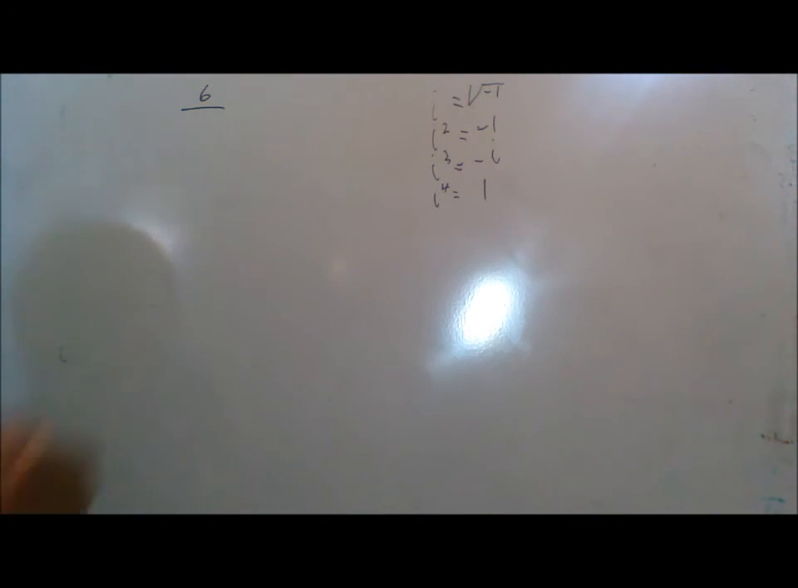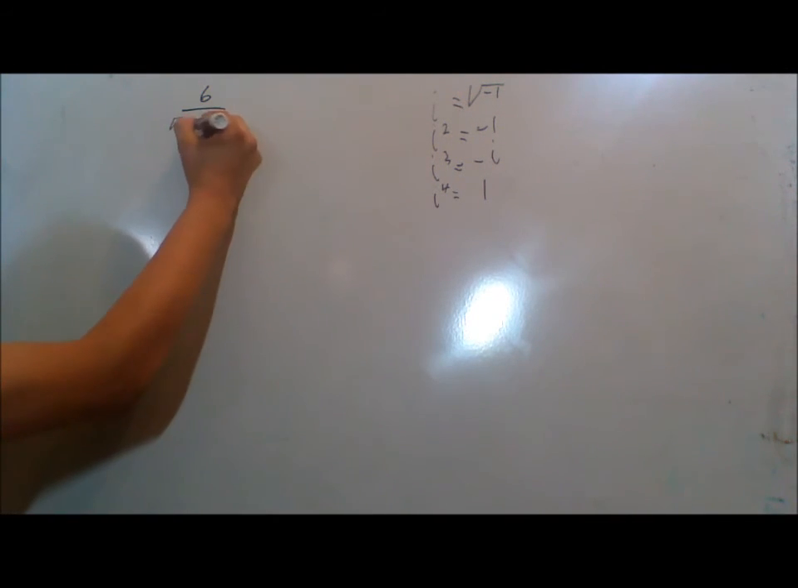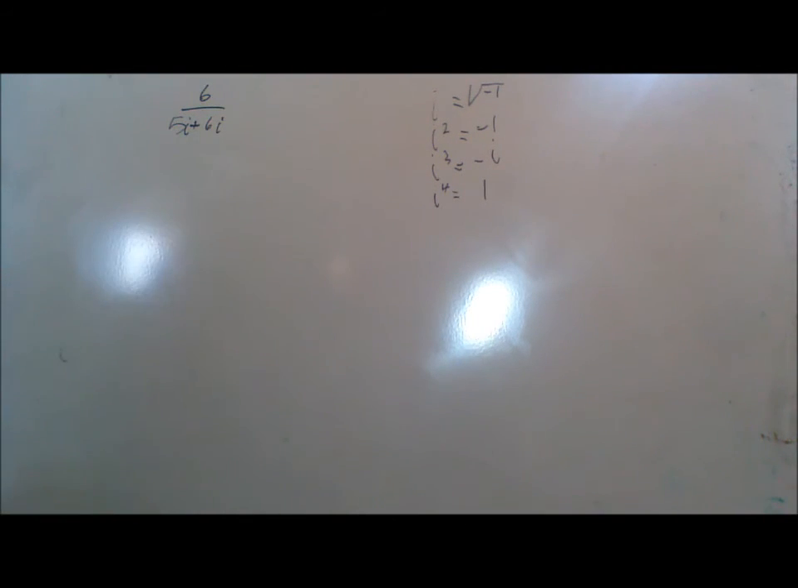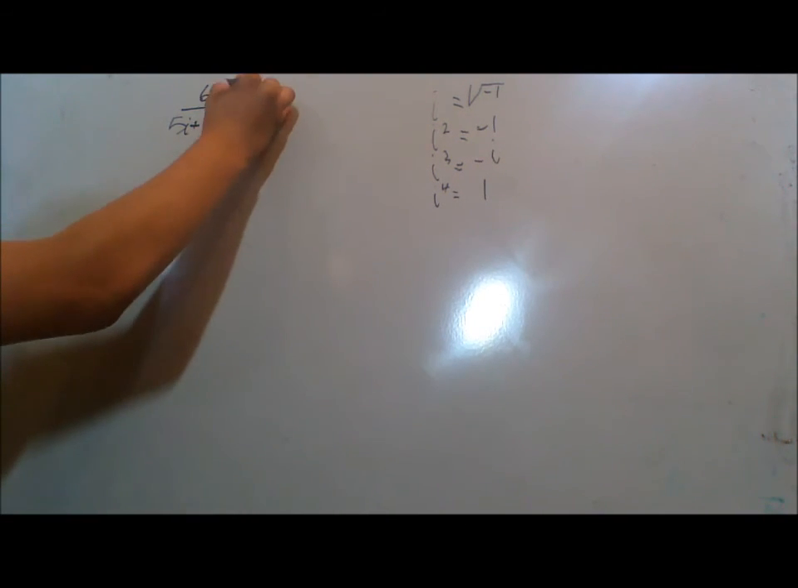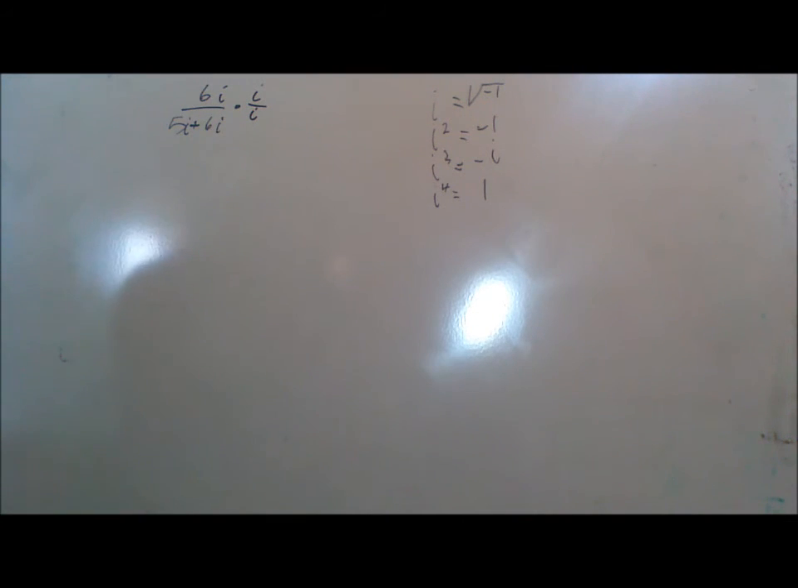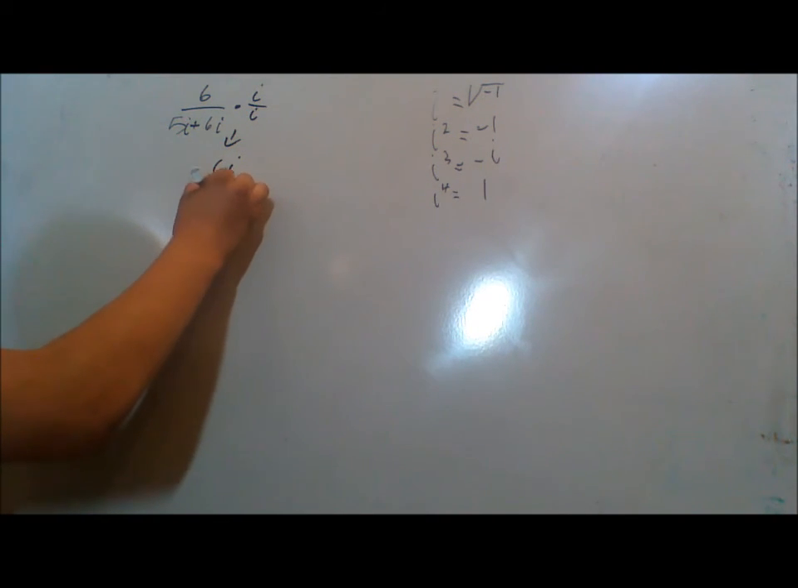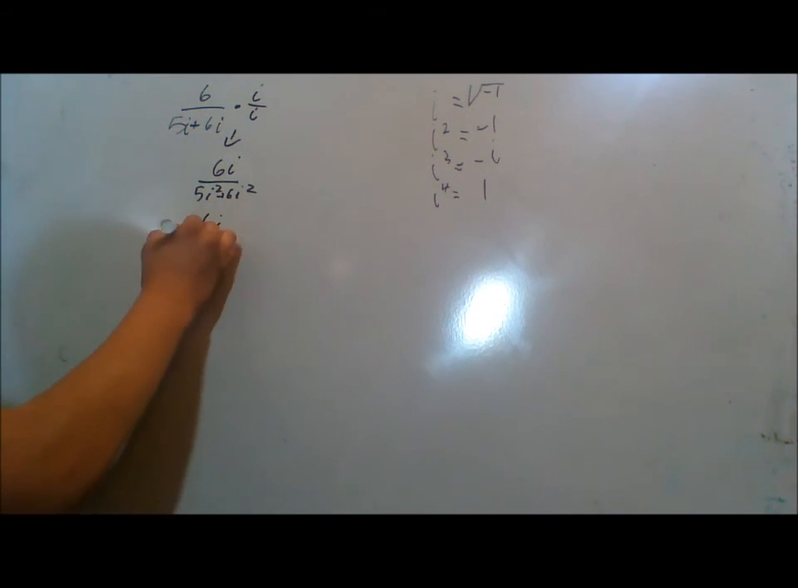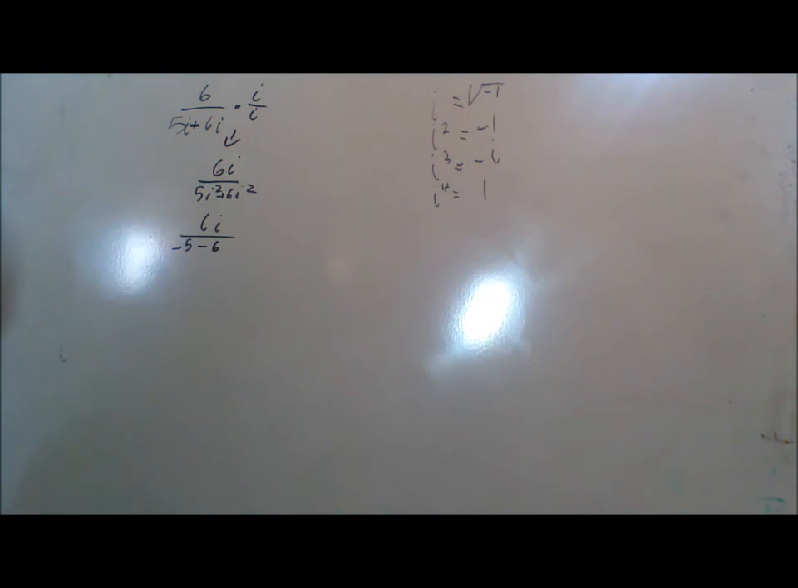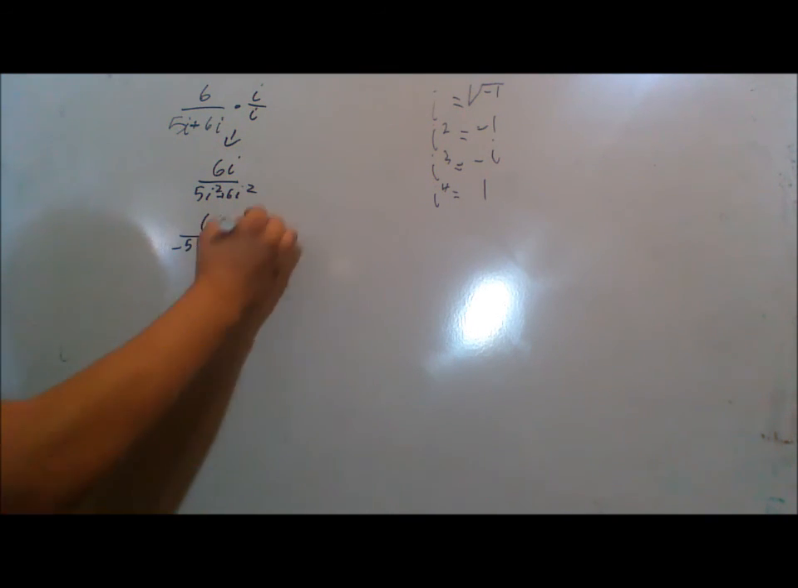Let's do another one. Let's do 6 over 5i plus 6i. We're going to multiply it by i over i. So we get 6i over 5i squared plus 6i squared. And i squared is equivalent to negative 1, so we get 6i over negative 5 minus 6. So the answer is 6i over negative 11.